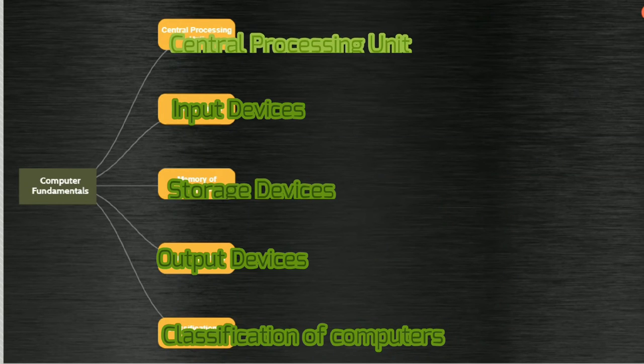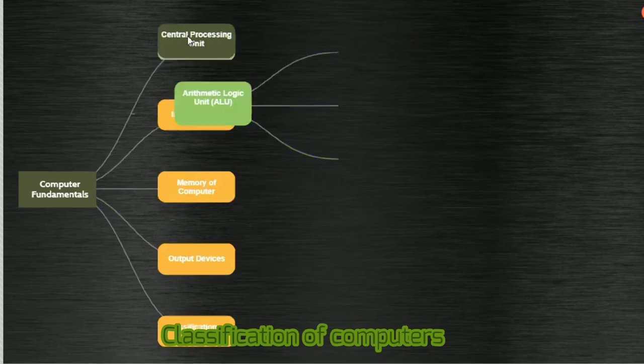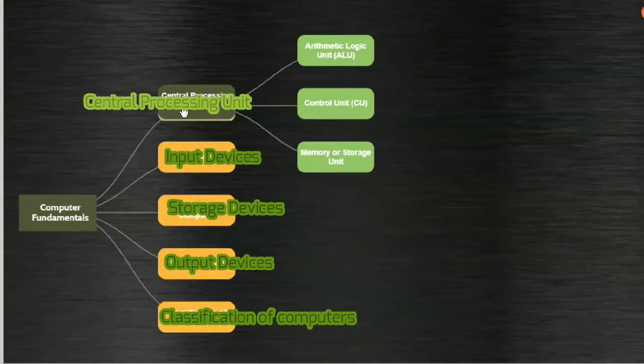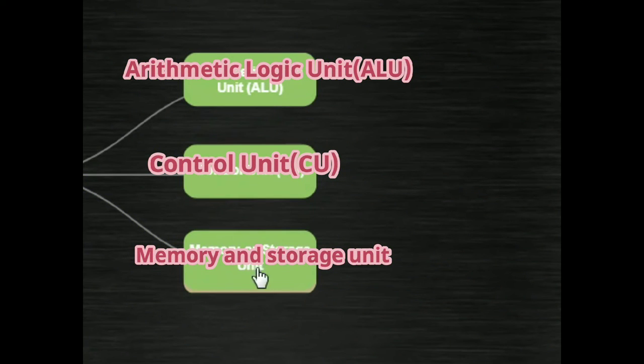We are going to learn about the central processing unit, input devices, storage devices, output devices, and the last topic is classification of computers. We will learn all these things one by one. First is the central processing unit, and we can see what things there are in it. The main things are the arithmetic logic unit, control unit, memory and storage unit.